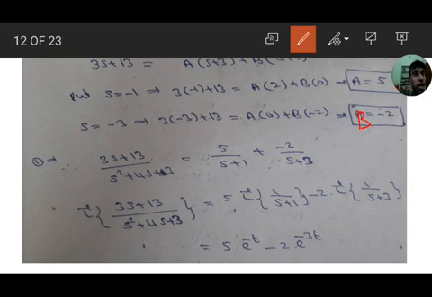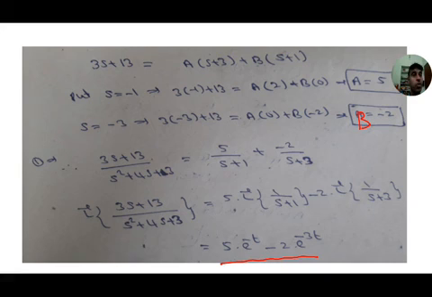Then substitute these values in equation 1. We get 5 by s plus 1 plus minus 2 by s plus 3, and apply inverse Laplace transform and linearity property. We get 5 into L inverse of 1 by s plus 1, minus 2 into L inverse of 1 by s plus 3. Using the formula, we get the final answer: 5 into e to the power of minus t, minus 2 into e to the power of minus 3t. Okay. Next, we will move to the next problem.